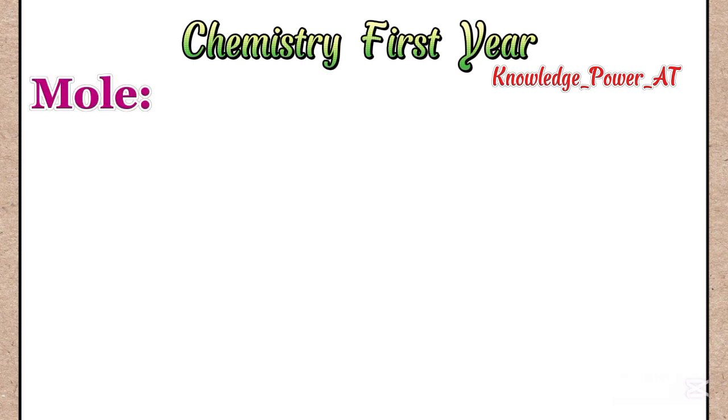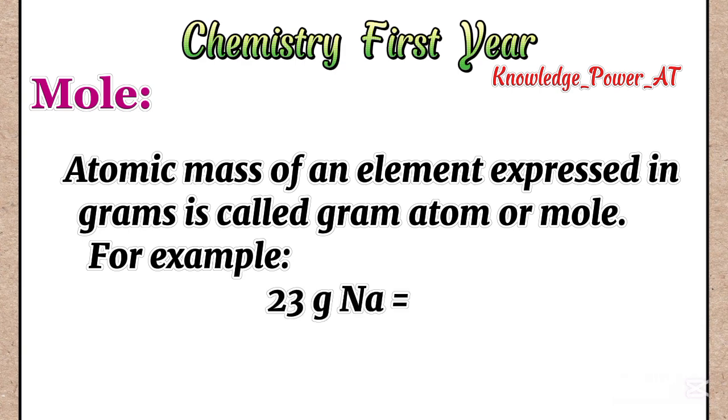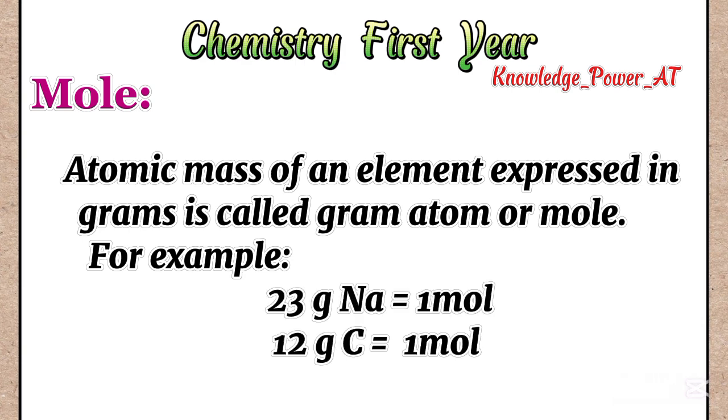Mole. The atomic mass of an element expressed in grams is called gram atom or mole. For example, 23 grams of Na equals 1 mole, 12 grams of C equals 1 mole.